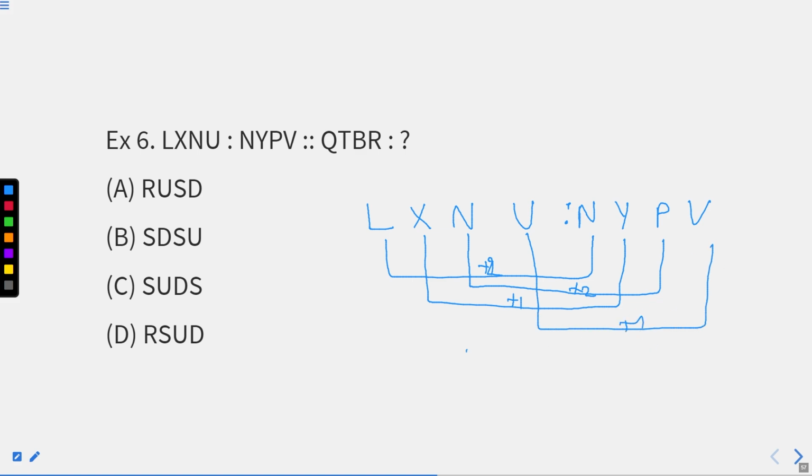So what are we getting? We are getting plus 2, plus 1, plus 2, again plus 1. This is the sequence that we are getting. So if we write it here, what are we going to get? Q, R, S, T, U, direct, right? B, C, D. We'll do plus 2, R, S. Check if this is your answer or not. S, U, D, S. C is your right answer.